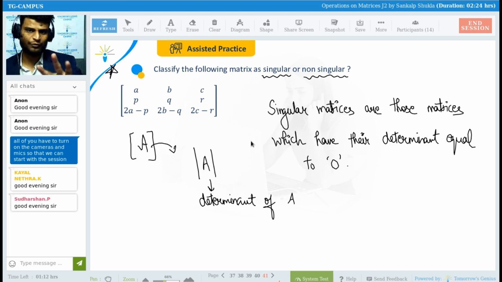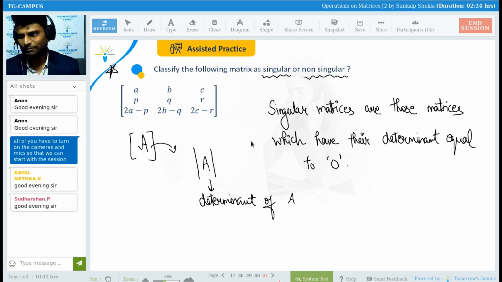If a matrix is given to you, what you have to do is find the value of the determinant. And then if that value is equal to 0, the matrix is singular, else it is not. So is this thing clear to you?